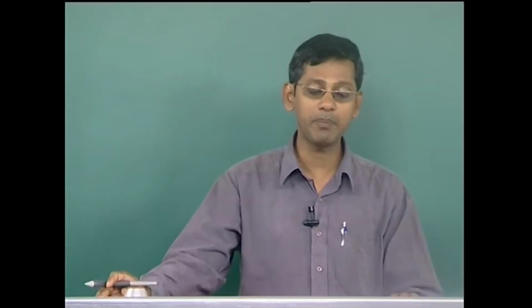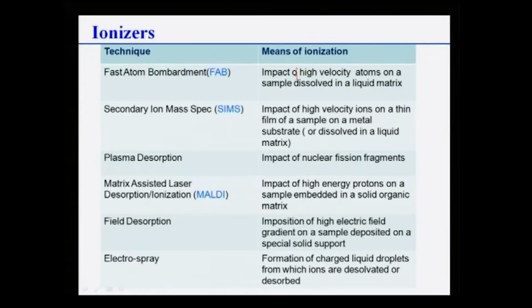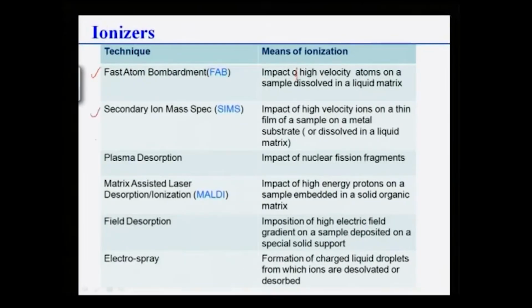Then you can always have plasma desorption. This is nothing but impact of nuclear fission fragments. Nuclear fission fragments are like alpha particles, gamma particles or beta particles. These fission fragments can lead to plasma desorption. You can also have a technique known as matrix assisted laser desorption and ionization, which is known as MALDI. That is what I talked about in the last slide.